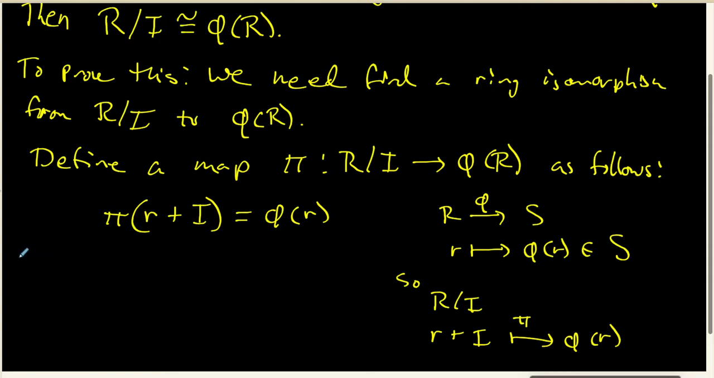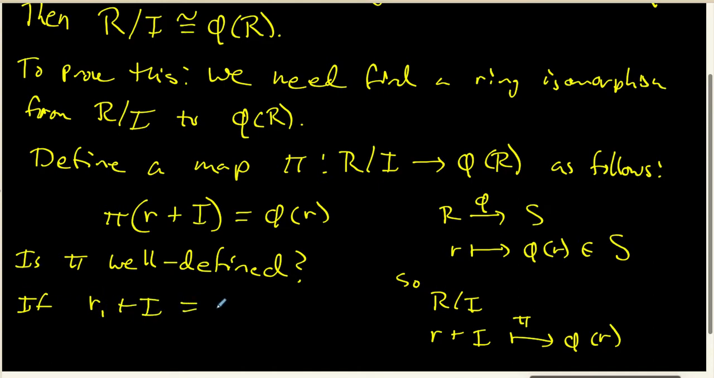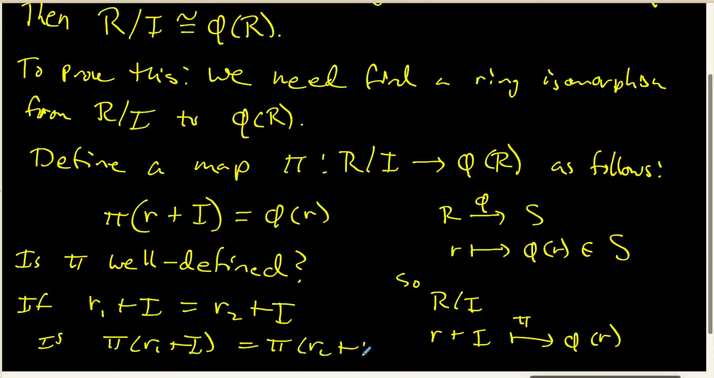Now, there are several questions, the first one of which is: is pi well defined? In other words, is pi actually a function? The reason that's important is that it's quite possible for a particular left coset to have more than one name. In other words, if I know that R1 plus I is equal to R2 plus I, is pi of R1 plus I equal to pi of R2 plus I? And that's the very first thing that we have to be looking at very carefully. So, is pi well defined?